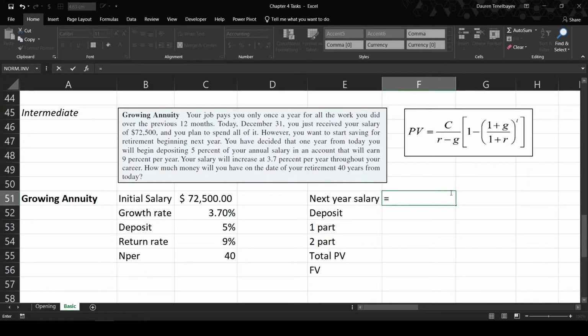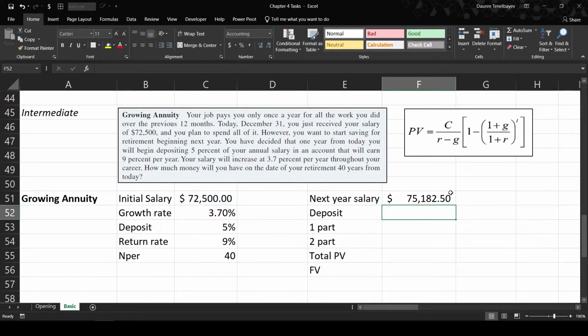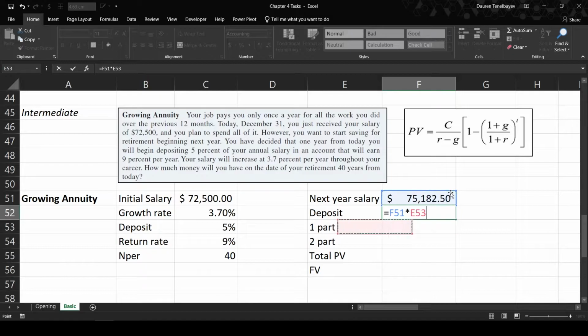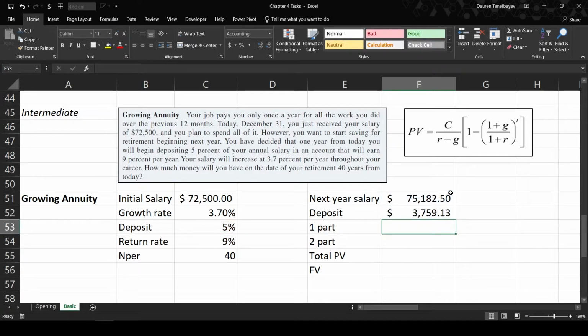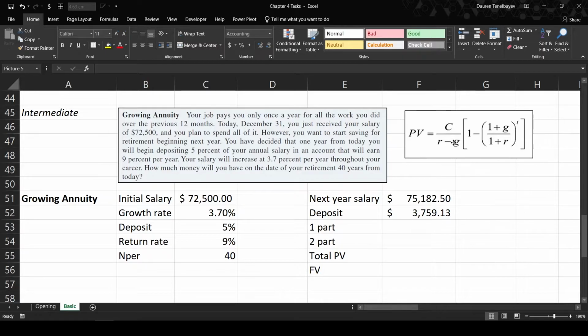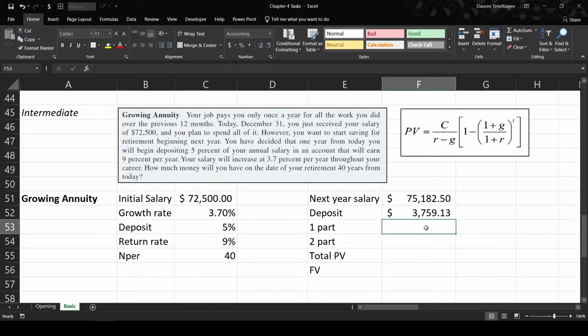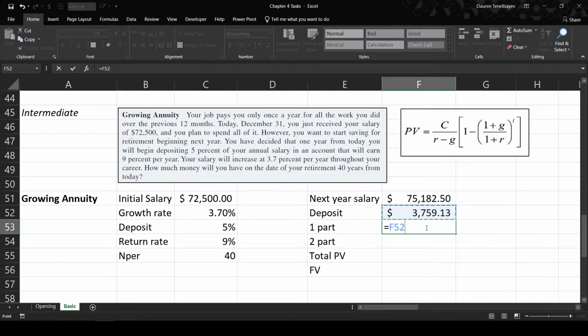First of all, we have to find out the next year's salary, which is initial salary multiplied by 1 plus growth rate. And we will deposit 5% of it. So the first deposit is considered as first PMT. So we'll use it as our input for the formula. For convenience, I have divided this formula into two parts. So the first part is PMT. In the denominator, we have return rate minus growth rate.